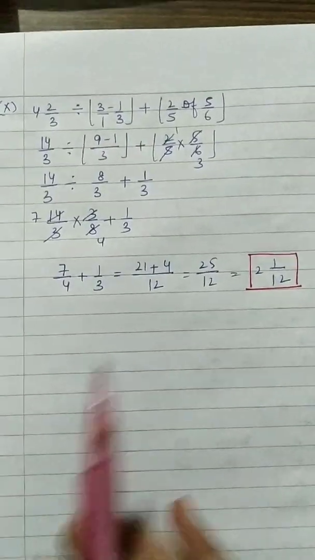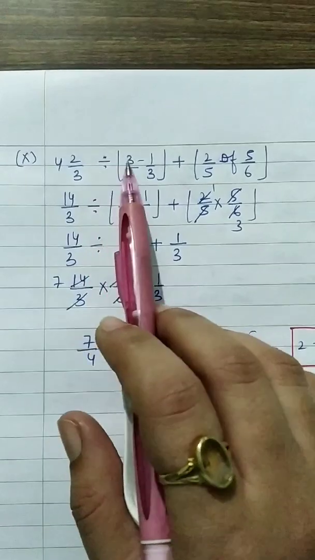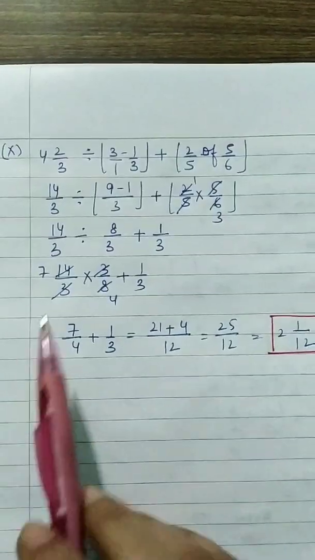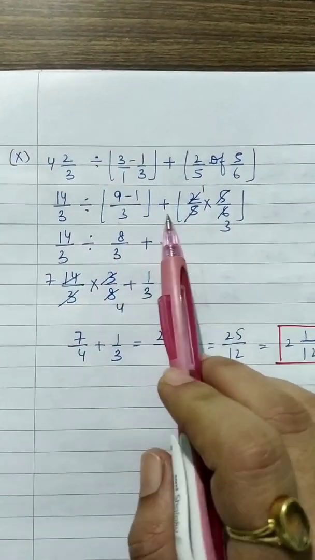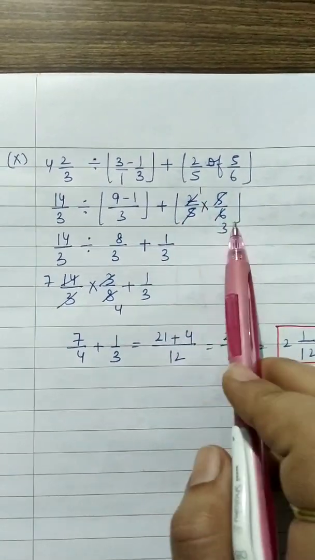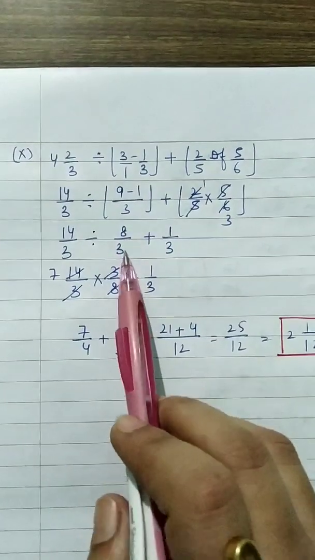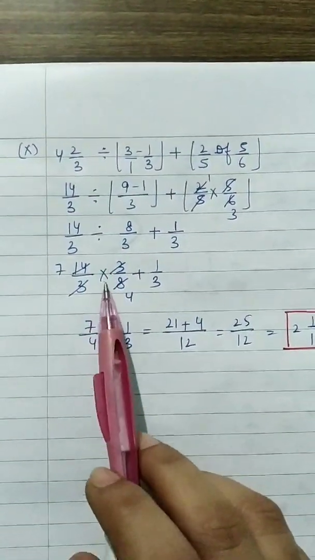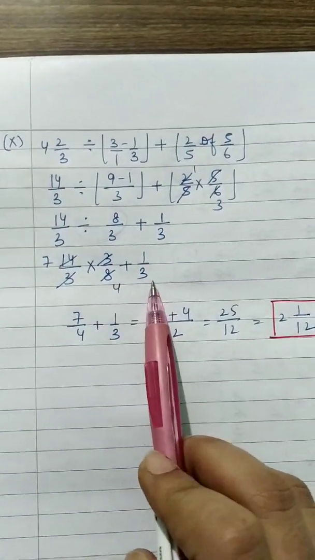Next, children, the last question of this exercise. It will be 4 2 by 3 divided by 3 minus 1 by 3 plus 2 by 5 of 5 by 6. So 14 by 3 divided by 9 minus 1 by 3 plus 2 by 5 into 5 by 6. 5 and 5 cancel, 2 and 6 also cancel. So 14 by 3 divided by 8 by 3 plus 1 by 3. Change divide into multiply. This will be the reciprocal. So plus 1 by 3.